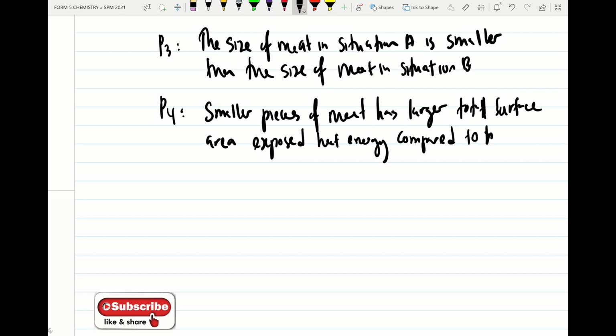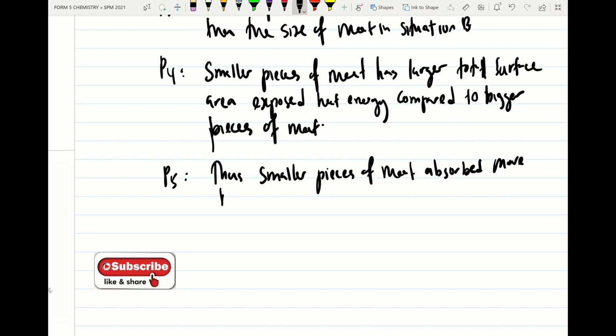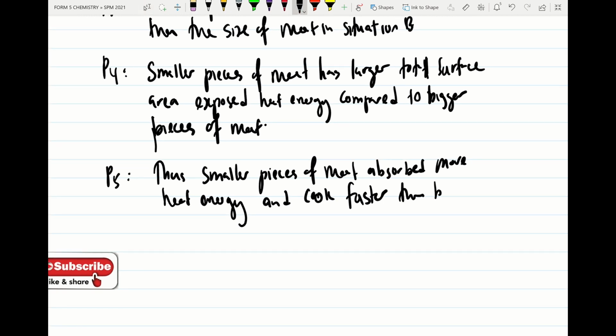Compared to bigger pieces of meat. So, fourth point. Then point number 5: smaller pieces of meat absorb more heat energy and cook faster, or in shorter time, than bigger pieces of meat. So these are the answers that students should write.